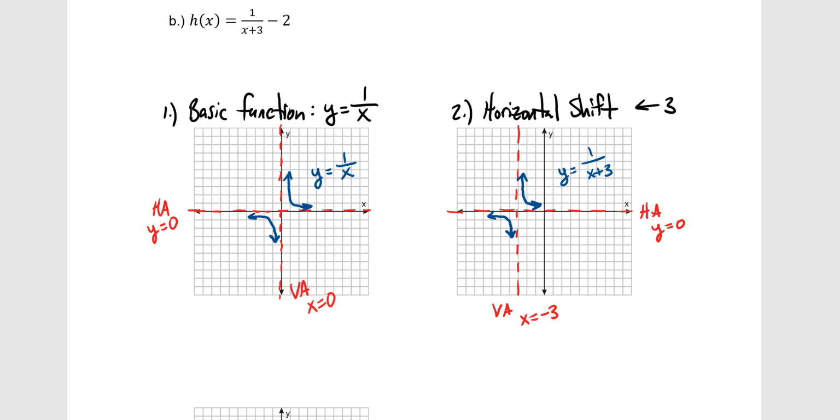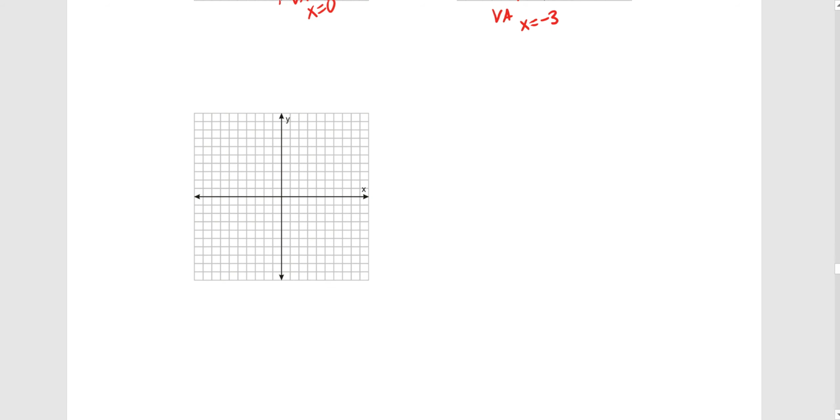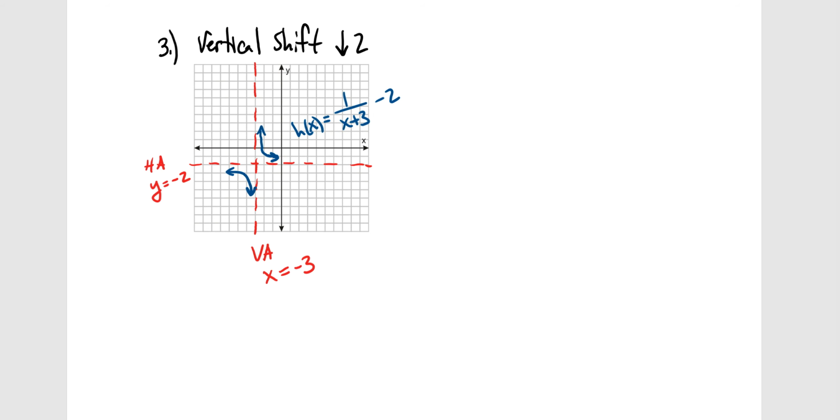And lastly, there's no stretching or shrinking, no reflection, but there's this vertical shift of minus 2. So we're going to move everything down 2 units for this last one. So the final version of the graph will look like this after that vertical shift. And notice the horizontal asymptote got moved down 2, so it's now at y equals negative 2.